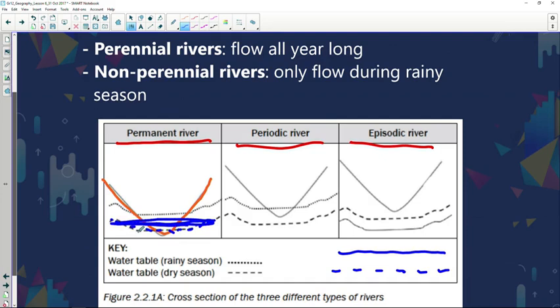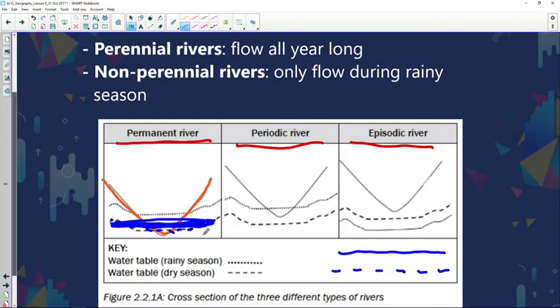inside the river. Now, let's use the Vaal River for example. Most of the interior of South Africa experiences its rainfall season during the summer. So during June and July, if you go to the Vaal River, you will notice that the water level is above the bottom of the river.